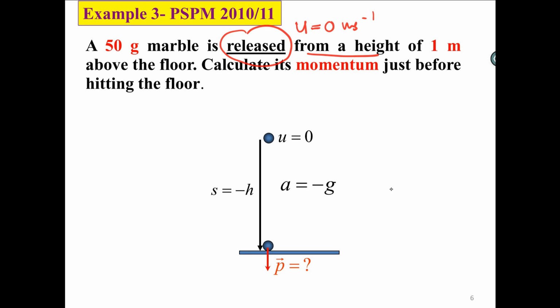Okay. So, from the diagram, so, dia release bola daripada certain high. So, ini kita panggil dia reference point.